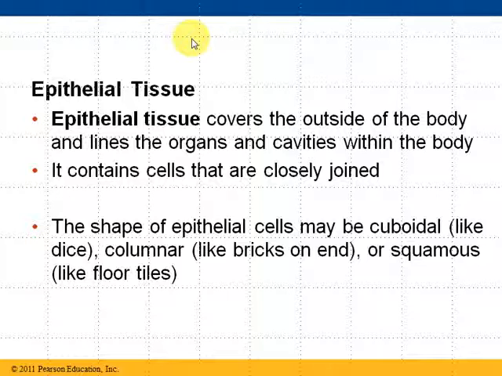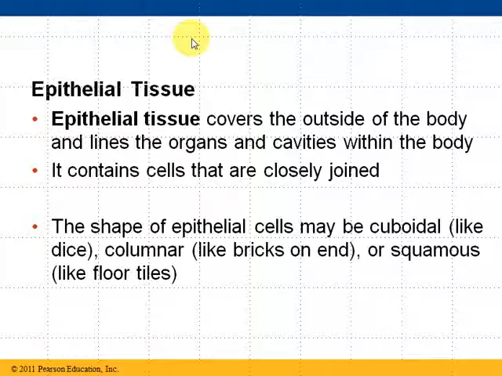The shape of the epithelial cells can be kind of square, cube. We call that cuboidal, which is kind of a cool word to say, cuboidal. Cuboidal cells are kind of like dice. That's sort of what they look like most commonly. And then we also have columnar, so it looks like the word column. Columnar cells are like bricks on end or like columns. And then we have squamous, which are like flat floor tiles.